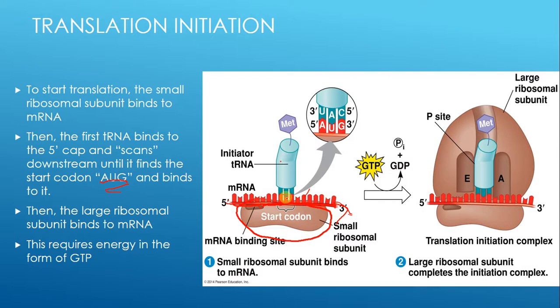When it finds that AUG codon, the large ribosomal subunit will come and attach, so the mRNA is sandwiched in between the large and the small, and it'll take a little bit of GTP to kickstart this process, and we're ready to start translating. Alright?